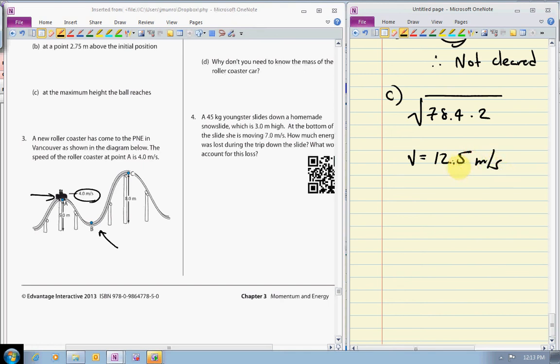Just like that. And we don't need the mass because mass is independent of the energy. In the sense, it's not really independent. It's just that the mass in potential energy is the same mass as is in kinetic energy, and they simply cancel mathematically.